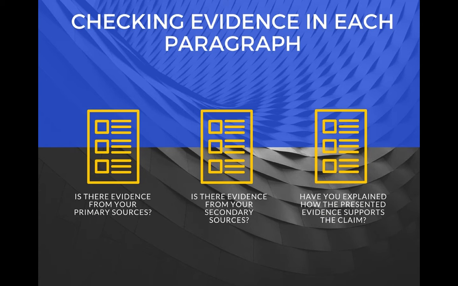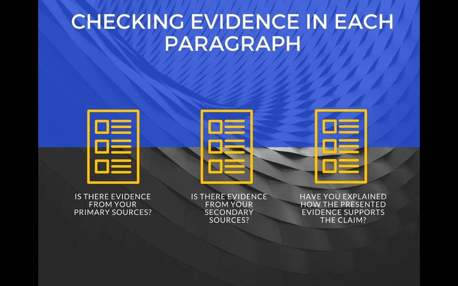Let's talk about how we can check our evidence in each paragraph to make certain that everything's working together too. Here are the questions you want to address. Is there evidence from your primary sources within your paragraphs? My recommendation is this: as you go through and look at your evidence, see if you are using a piece of primary source evidence in at least each of your paragraphs to help make your claim. Remember, you should have two instances where you have used primary source information throughout this milestone.